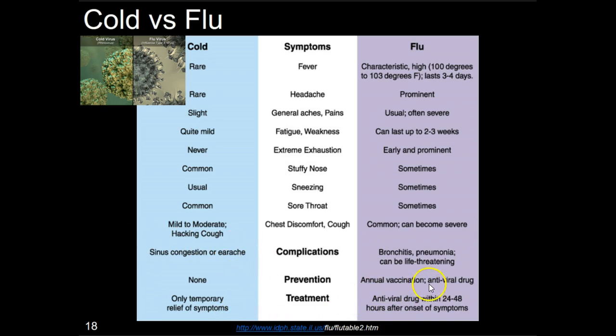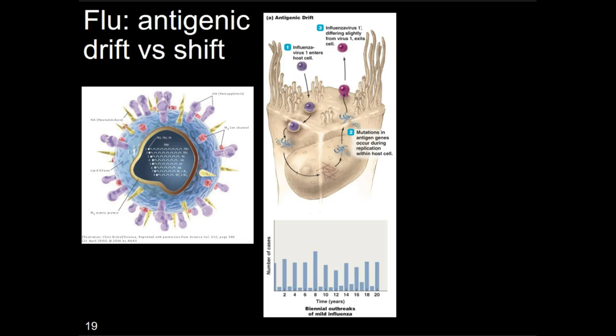And of course, for the flu, we have an annual vaccination, but as I said, there are so many different viruses that cause the cold that there is no prevention for a cold in terms of a vaccination. And then there are some antiviral drugs that can lessen the symptoms of a flu if given within a day or two of the onset of symptoms. But for the cold, there's only temporary relief of symptoms.